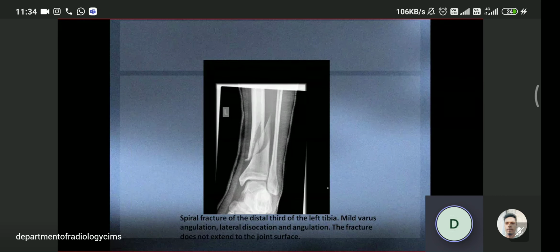How will you write this? This is a spiral fracture of the distal third of the left tibia. This is the left tibia, this is the distal third part, and this is the spiral fracture. So spiral fracture of the distal third of the left tibia. Mild varus angulation. Varus means towards the midline and valgus means away from the midline. So mild varus angulation, slightly angulated towards the midline.